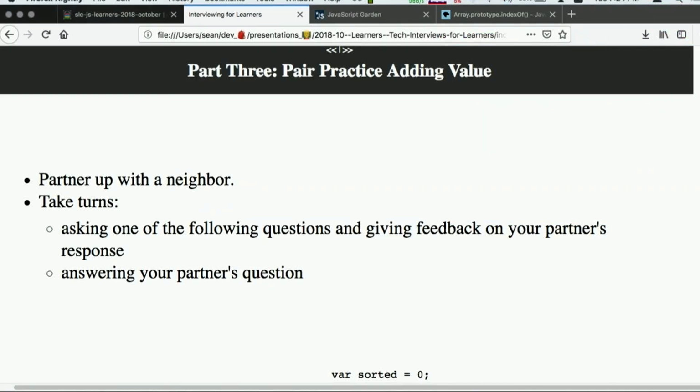Partner up with a neighbor, take turns asking each other. I've got three questions, again, one of each type. The code is off to the right-hand side as you look at it, and I'm going to have to shrink it down just a little bit. I apologize for the visually challenged among us.